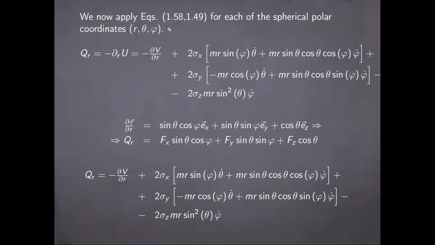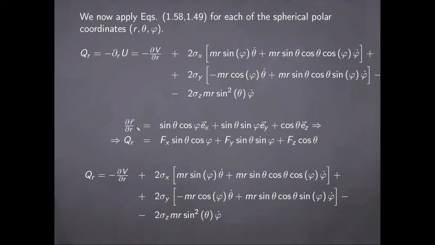Now we apply equations 158 and 149 for each of these spherical polar coordinates. So we first apply the definition of the generalized force in terms of the generalized potential, and then the equivalent definition in terms of the Cartesian force. So for example, for the radial component, this is the simplest one. It's just minus the derivative written here. And the result is the one following here.